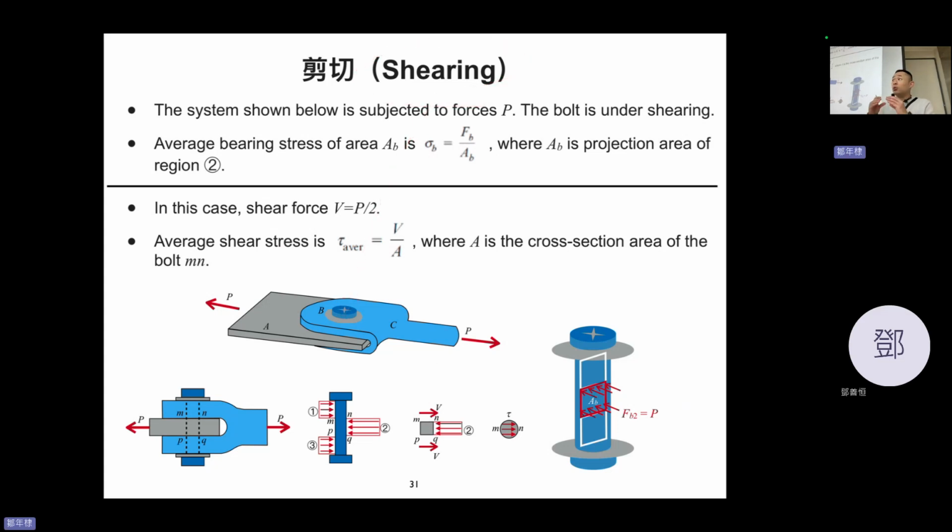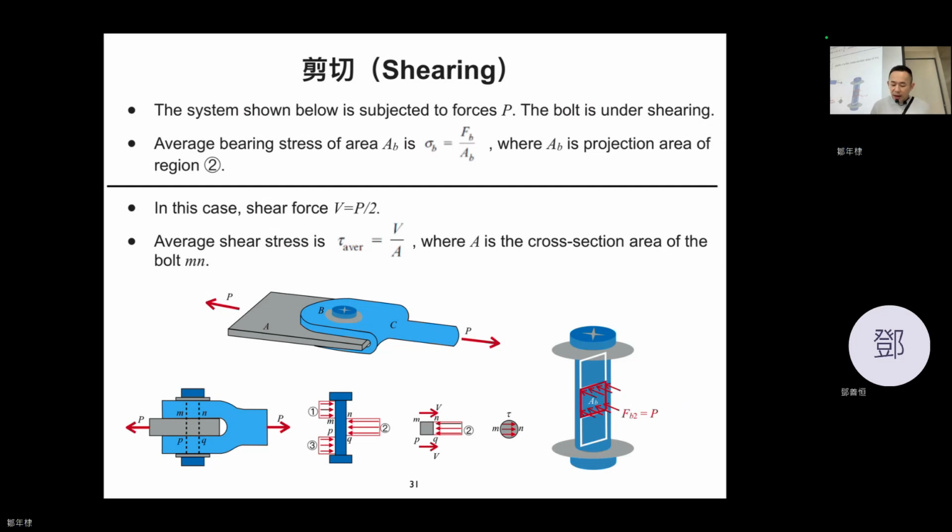We are considering the shear inside the bolt, not the blue and gray parts. We are considering the shear stress at that bolt. Now the system shown below is subject to force P. The bolt is under shearing. The main character is the bolt, not the blue-white shape and the gray material. We are considering the bolt.